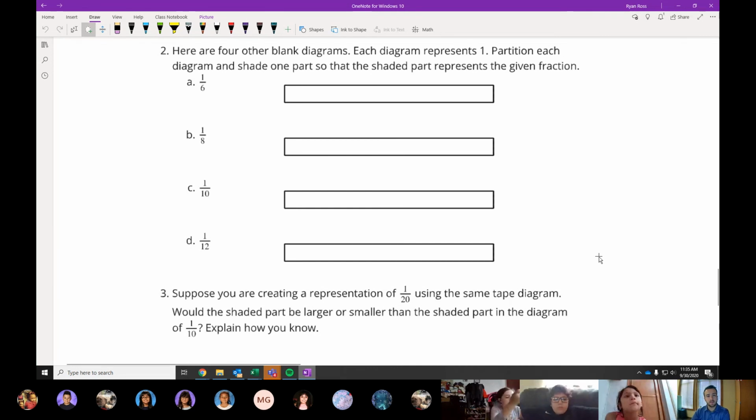Here are 4 other blank diagrams. Each diagram represents 1. So just like the paper strips that I had you draw on your workbook page, each of these diagrams represents 1. Partition, or cut, those shapes or each diagram and shade 1 part so that the shaded part represents the given fraction. So it says 1/6. They want you to partition this shape into 1/6 and shade in one of those portions. Could you do that for me? Thumbs up, sideways, down. You could cut it into 1/6 and shade the appropriate number.